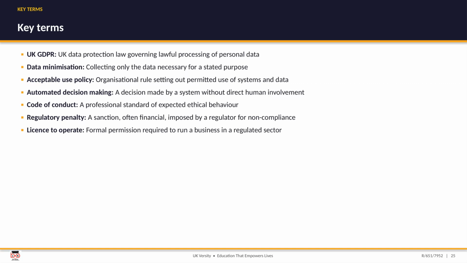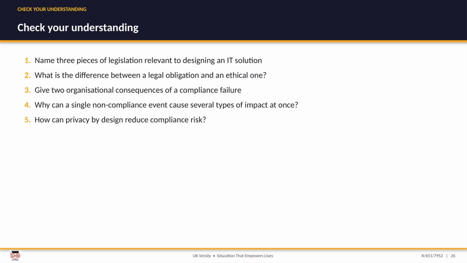A code of conduct is a professional standard of expected ethical behavior. A regulatory penalty is a sanction, often financial, imposed by a regulator for non-compliance. And a license to operate is the formal permission needed to run a business in a regulated sector. Let's pause and check your understanding.